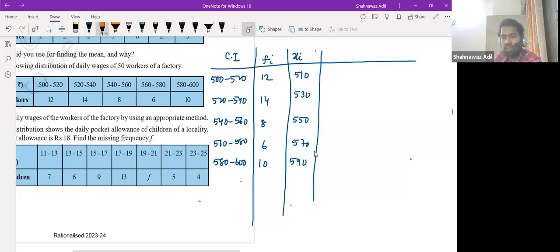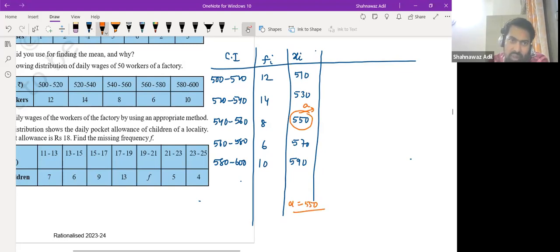Right. Now, which should be the mean that I should assume? What would be the assumed mean? di is equal to xi minus a. So I'm asking about what should we assume? Oh, it's 550. So this is a. So our a is 550, right?